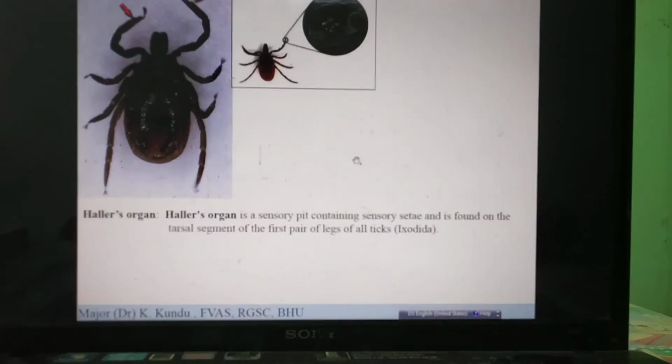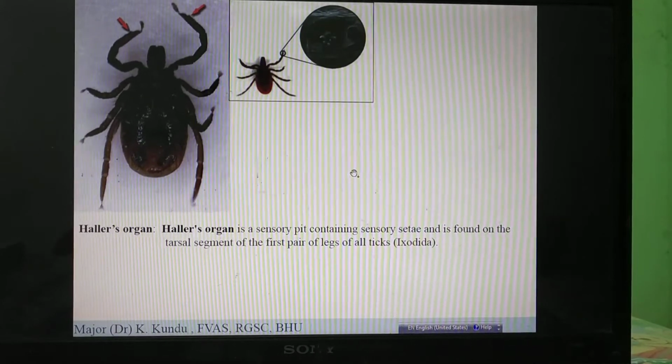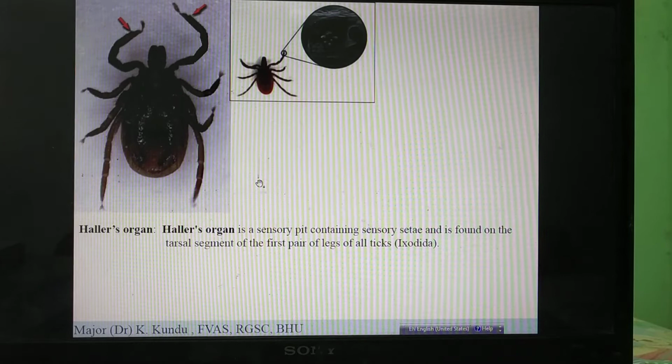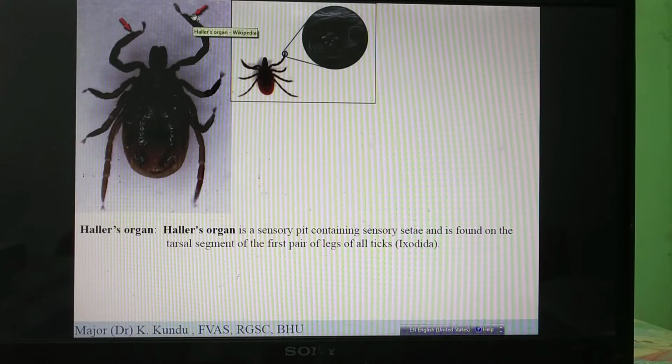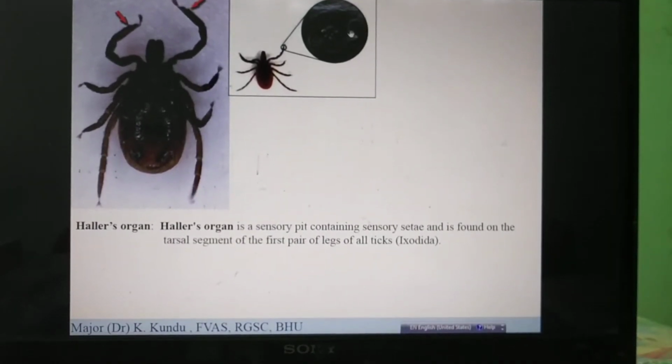ticks. Now one important structure I missed out in the theory, that is the Haller's organ. So what is a Haller's organ? Haller's organ is a sensory organ or a sensory pit which is present on the first tarsus of every tick. Now this sensory organ contains setae or hair-like structures.